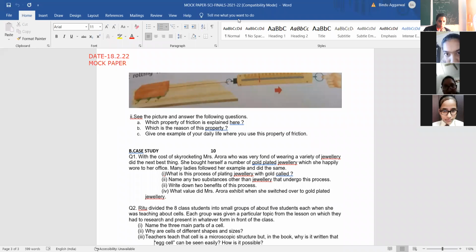What is the reason? Ma'am, rolling. Yes, this is a rolling friction. Why this is a rolling friction? Because the brick is rolling on the pencils. What is the reason? Because rolling friction is easier than the sliding and static. Give one example of your daily life. Rolling friction related, give any example.